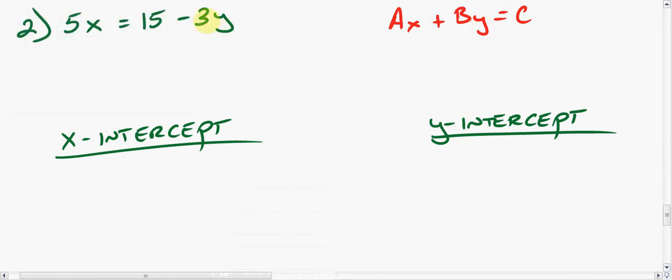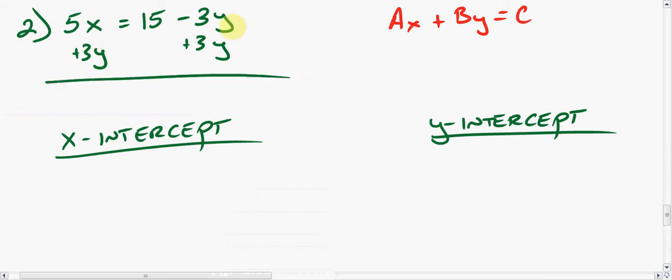So it looks like I need to move this term over. I'm going to add 3y to both sides. And I'm going to get 5x plus 3y equals 15. And 5 is my a, 3 is my b, 15 is my c. So it's in standard form. Now I can go ahead and find my x and my y intercepts.